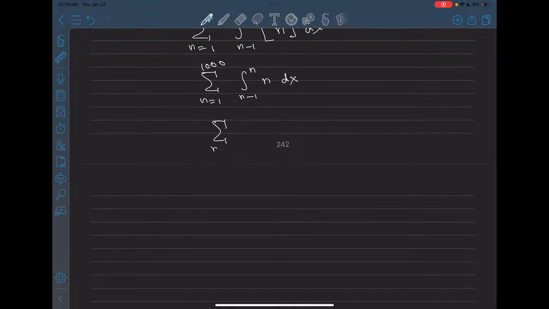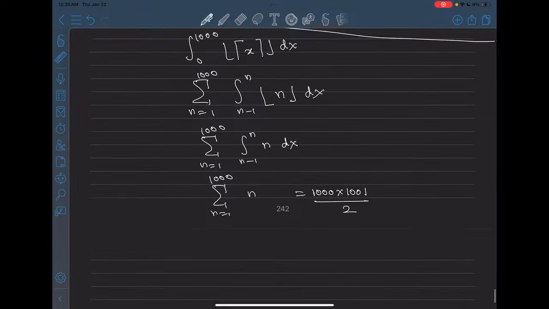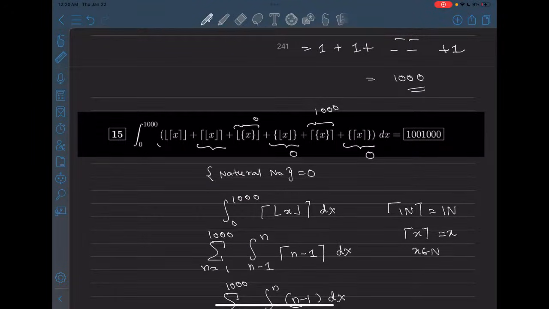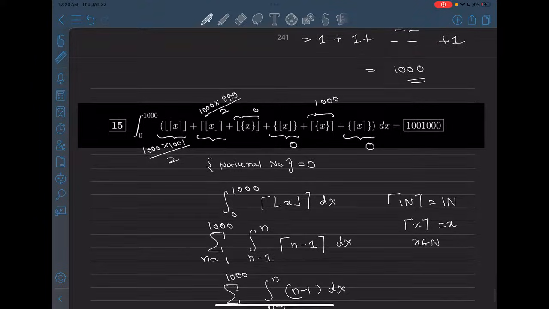Now if we integrate this, that will just be n. We can take n as a constant, take it outside, and if we evaluate the integral, that's just 1, and this is 1000 into 1001 over 2, right? Okay, that's good. So we have these two. So now there's 0. We saw that this thing is 1000 into 999 over 2. This thing is 1000 into 1001 over 2. So let's add them all up.